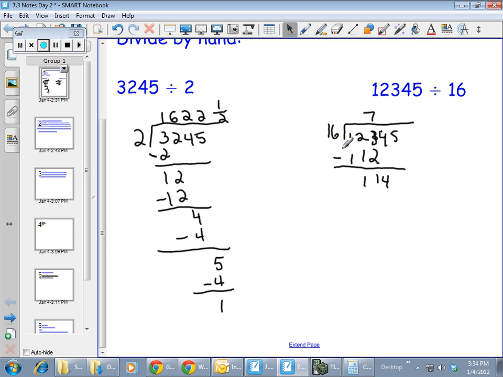And I'm pretty confident that 16 does go into 114. And I'm pretty confident it goes in 7 times, because 7 times 16 is 112. We just saw that. Alright, 114 minus 112 is 2. Drop down the 5. 16 does go into 25. It only goes in once. So we'll write a 1 up here. 1 times 16 is 16. Subtract, and we're left with 9. So our remainder is 9, or we could say 771 and 9/16.